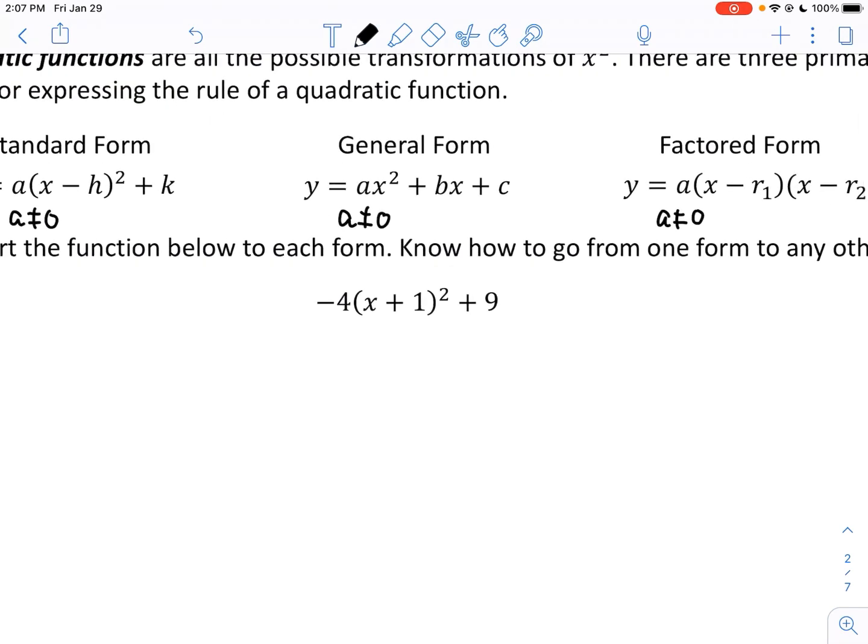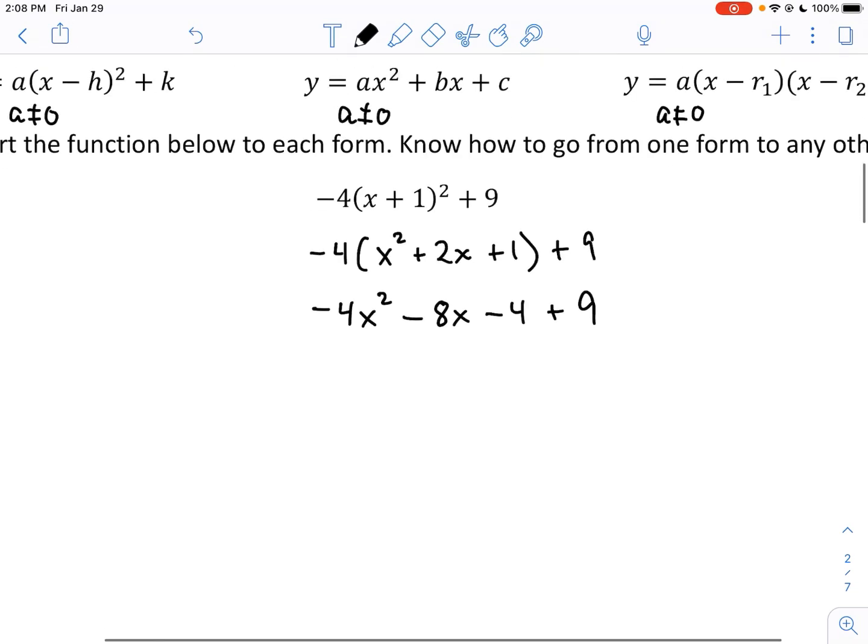You do the exponent first. You leave the minus 4 out and you do the foiling first, outsides, insides, last. So x times x is x squared, plus x is going to be plus 2x, and then plus 1, then plus 9. Distribute the negative 4 next, and then combine any similar terms. The negative 4 and the 9 can be combined. And just like that, we have obtained general form.